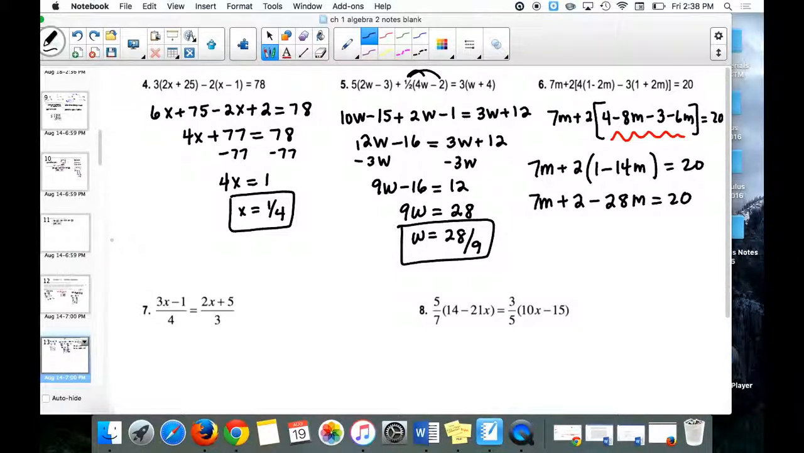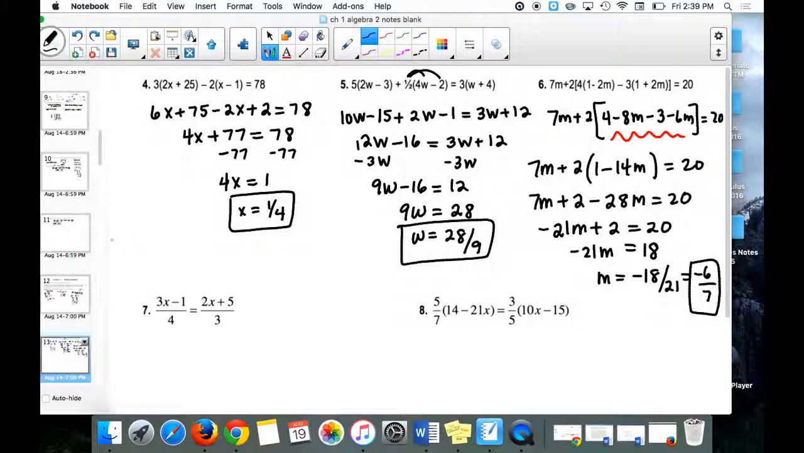Okay. All right, combine your like terms. So 7 minus 28 is negative 21m plus 2 equals 20. Subtract the 2 over, you get 18. And divide by negative 21, and you have negative 18 over 21. I usually put the negative on top or off to the side, and that reduces, right? So on your homework, if I say write it as simplified as possible, you got to write it as simplified as possible. So divide by 3, so we get negative 6 over 7. That is our answer.